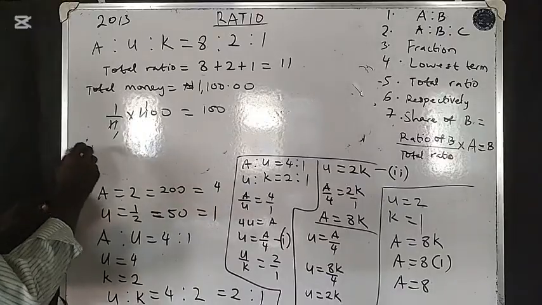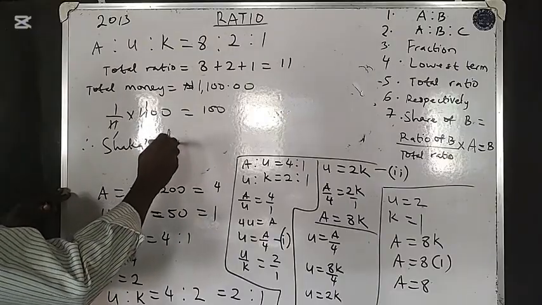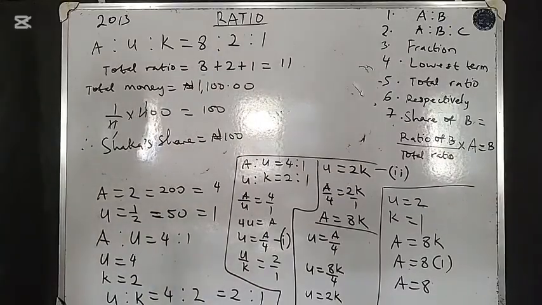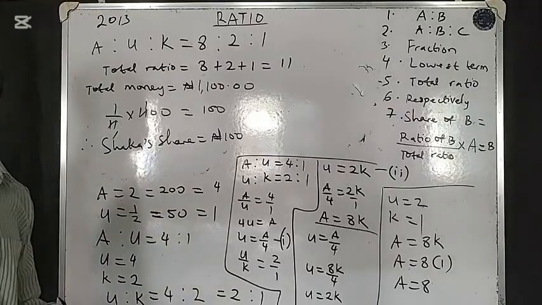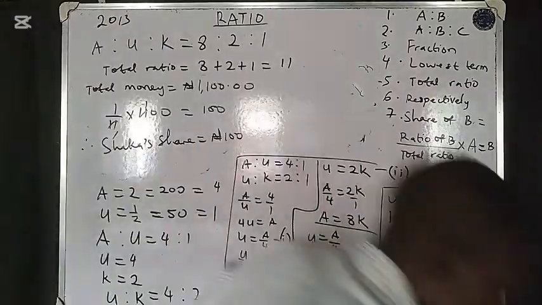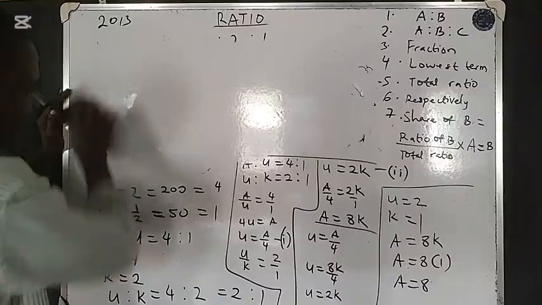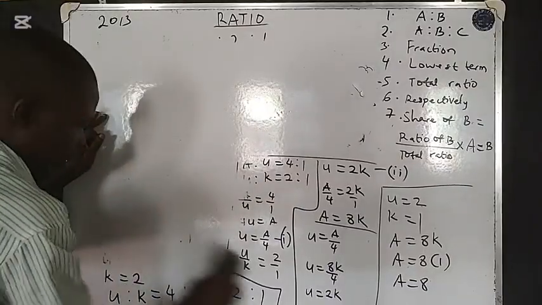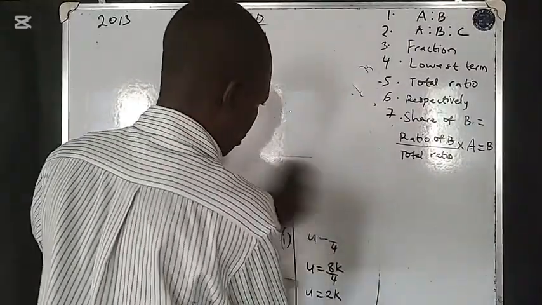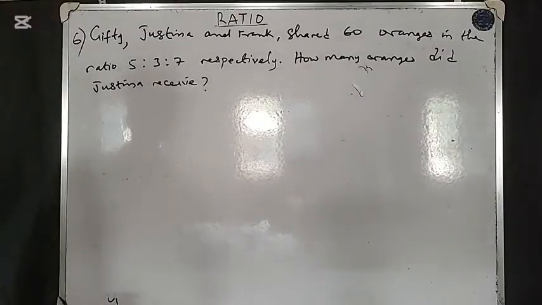So we write, therefore, Shaka's share is equal to 100 naira out of the 1,100 naira amount that they shared. Is that okay? Can I move forward? Good. So this is the word problem of the 1 to 4 that we have done so far. And you can see how any topic can be framed in a word problem. So this is the simplest question. Very simple.